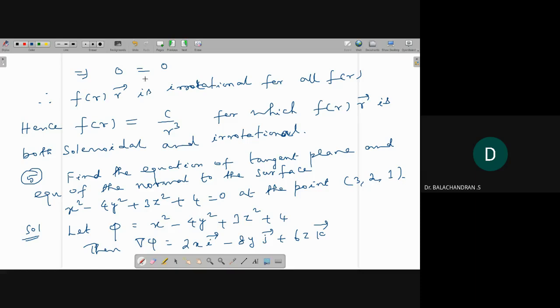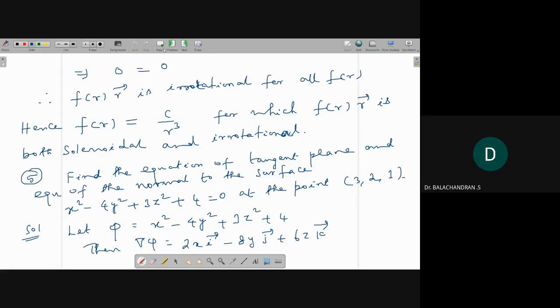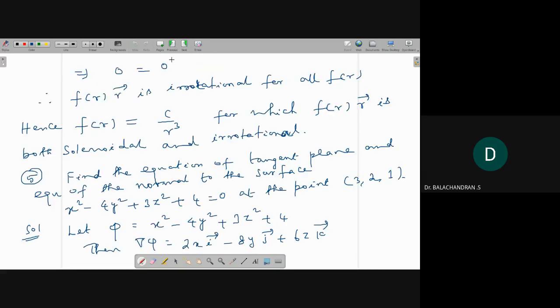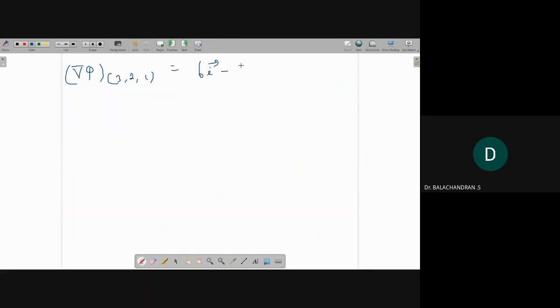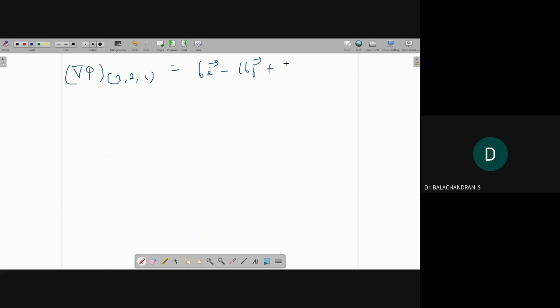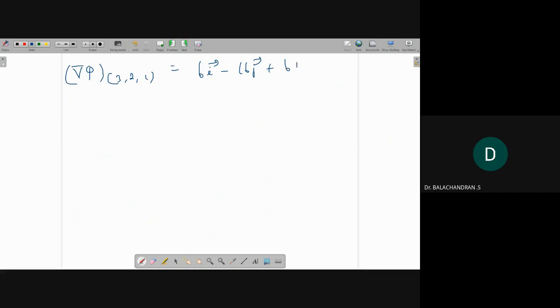So del phi at the point 3, 2, 1. Del phi at 3, 2, 1 equals, if you substitute, 6 i vector, minus 16 j vector, and then 6 into 1, 6 k vector. So this is del phi at the point 3, 2, 1.